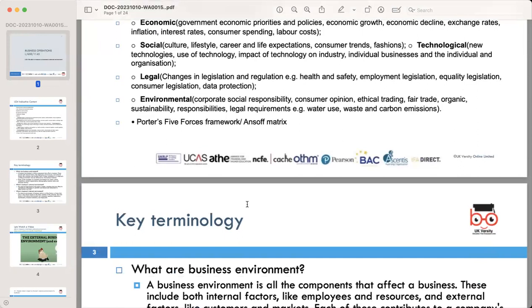Yes, so basically, PESTLE is a strategic tool used to assess and understand the macro environment. It helps businesses identify potential opportunities and threats that may arise from external factors.